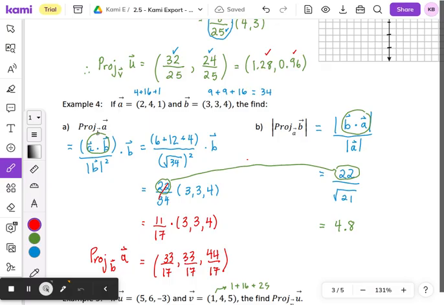Okay, so I'm just going to explain what I did here. In part A, I found my dot product. 2 times 3, 4 times 3, 1 times 4. I added them together. I got my dot product as 22.